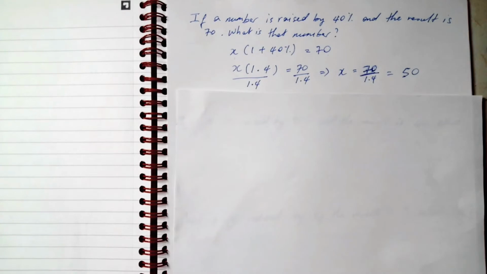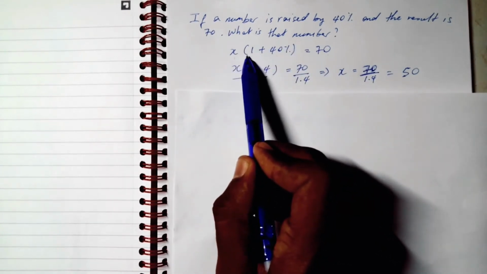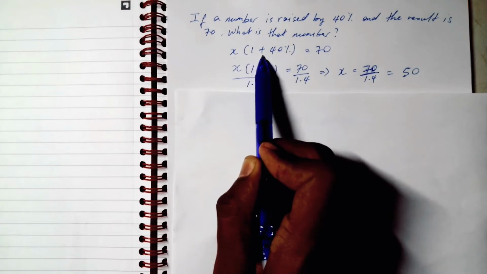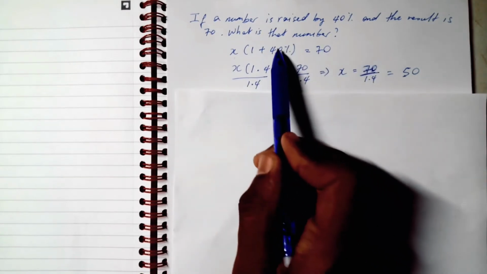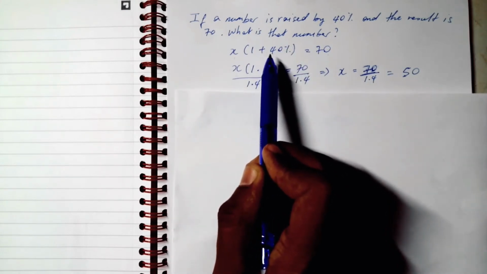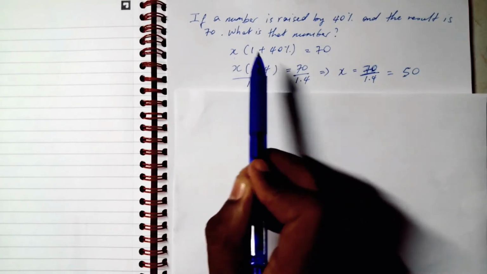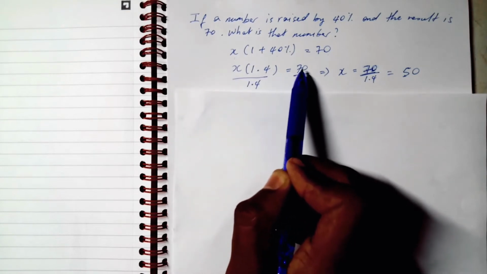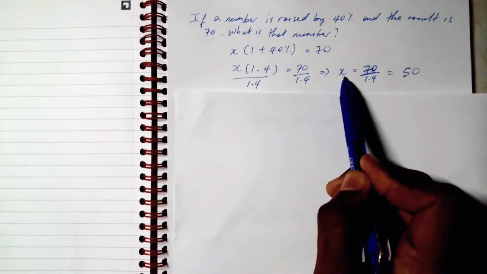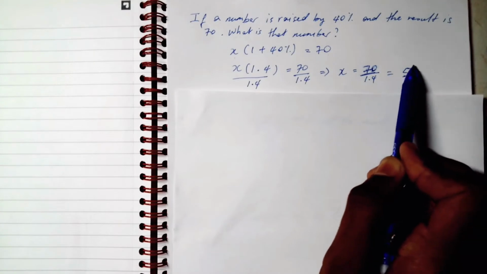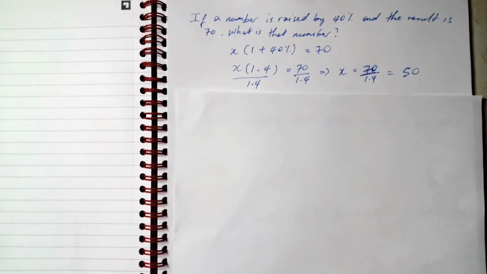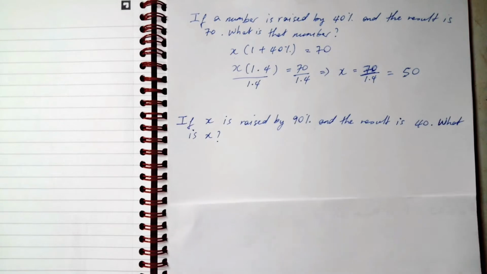All right, so as you can see, x is raised by 40%, which is represented as 1 plus 40%, is equal to 70. We clean this up, converting this to decimal, and then adding it to 1, and we have 1.4. X multiplied by 1.4 is equal to 70. We want x by itself. We divide both sides by 1.4, which implies that x is equal to 50. So when we raise 50 by 40%, we should get 70. All right, great. Next example.